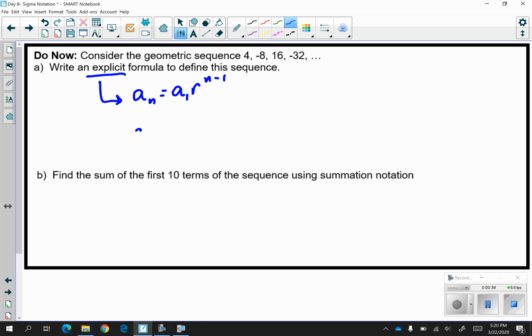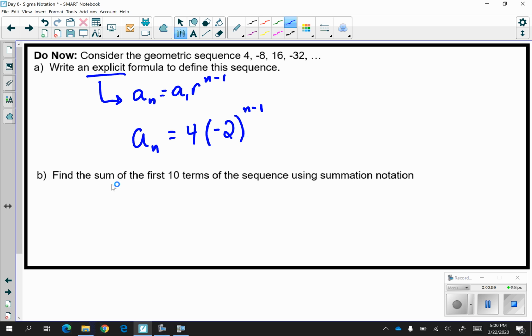In this case, our first term is 4. Each time we're multiplying by -2. And I know it's a negative because we're going back and forth between the positive and negative sign for each term. And you just put an n minus 1 up top.